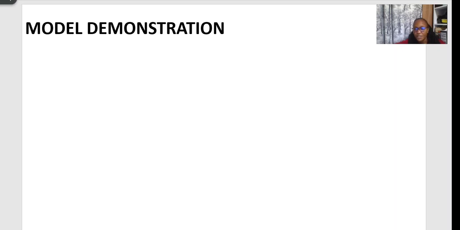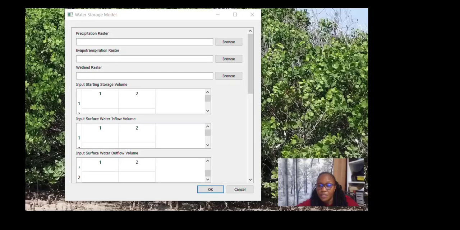Finally, let us go to the model demonstration, input the data, be in a position to run this model and then appreciate the kind of products that we'll be able to get. So this is how the water storage model should look.